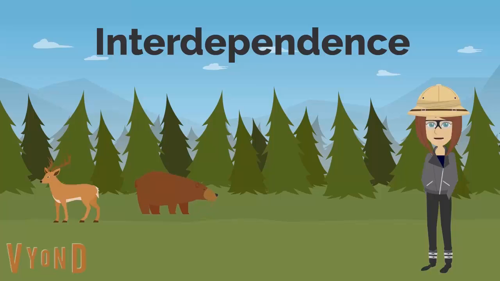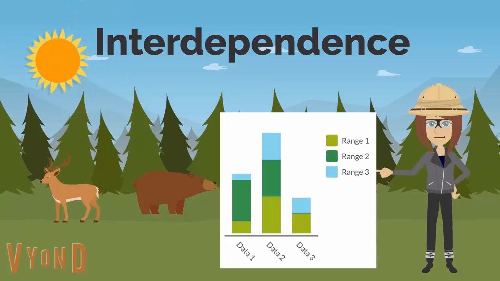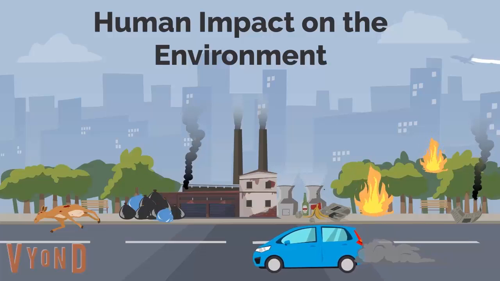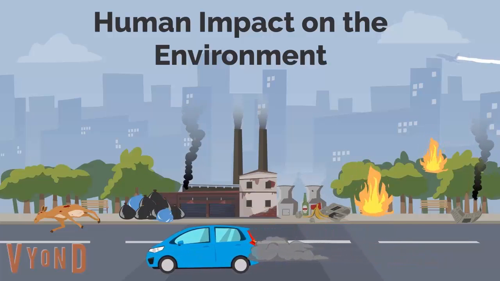The survival of all organisms depends on their interaction with other organisms as well as non-living things. Scientists collect data on the interdependence of these relationships. The data they collect gives insights into how humans can help or may have interfered with the survival of these organisms. Humans impact the environment and organisms through pollution, deforestation, habitat degradation, and poaching.